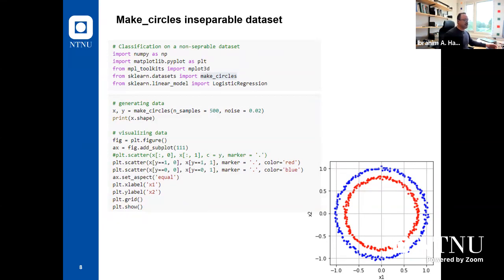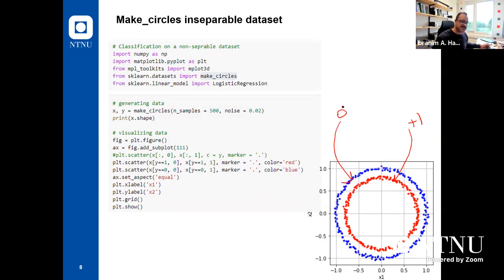So in this example here, we used the make circles before. It's a linearly inseparable data set as well. And the idea here is to try also to find a model for this. It's a very complex problem, in fact. This one is a very complex data set. And we have these red dots, I mean, the red dots are +1, in fact, right? And the blue one is 0.